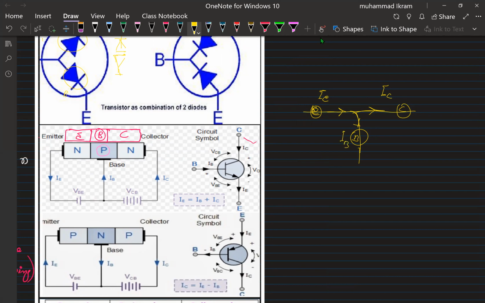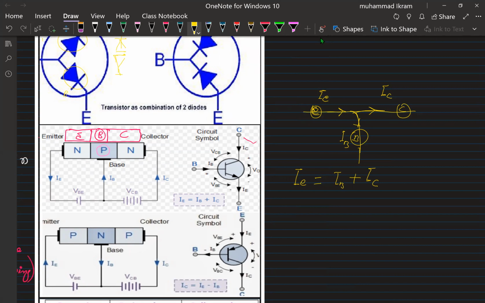So we have an important equation, the transistor equation, in which IE equals IB plus IC. As I told, the working principle is that a small change in the base current can cause a very large change in the collector current, and I'll be telling this to you.